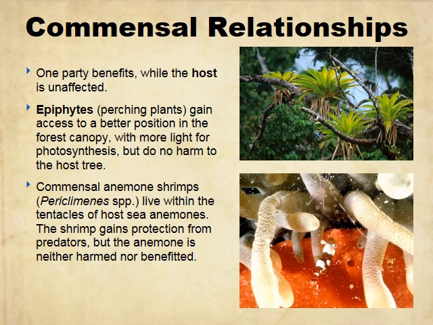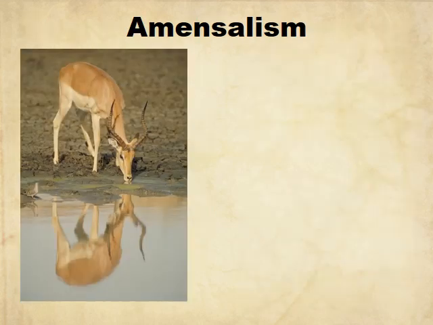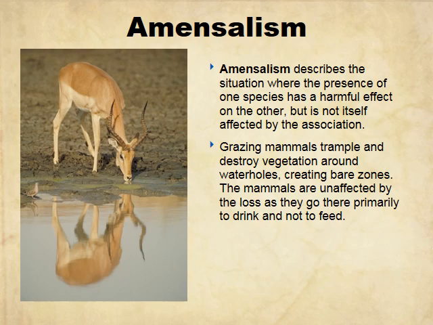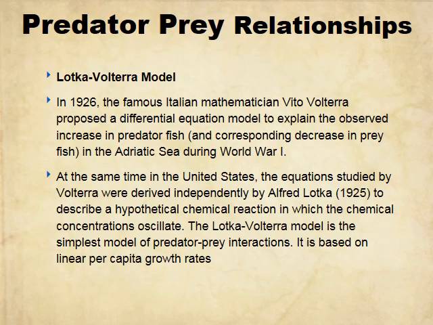Then you have an anemone, shrimp that live inside of an anemone. The anemone is not harmed. It doesn't benefit in any way from the relationship. When we look at amensalism, it's one species has a harmful effect on the other, but it's not affected by the association. It's kind of weird. So I really like this example where grazing mammals trample and destroy vegetation around water holes, and that creates bare zones. So the mammals are unaffected by the loss because they go there to drink and not actually feed.